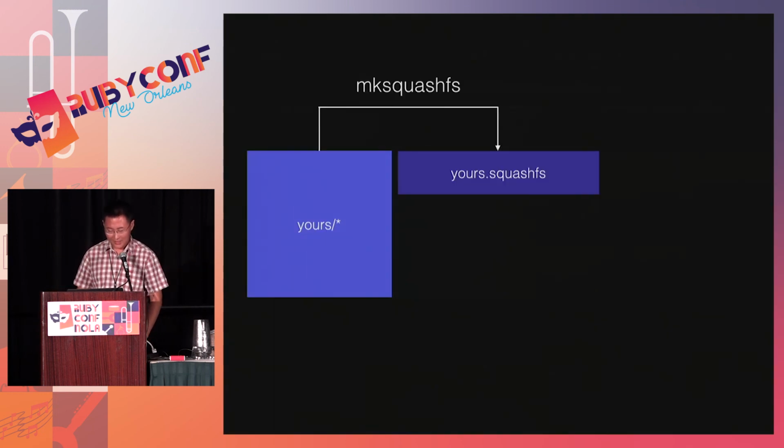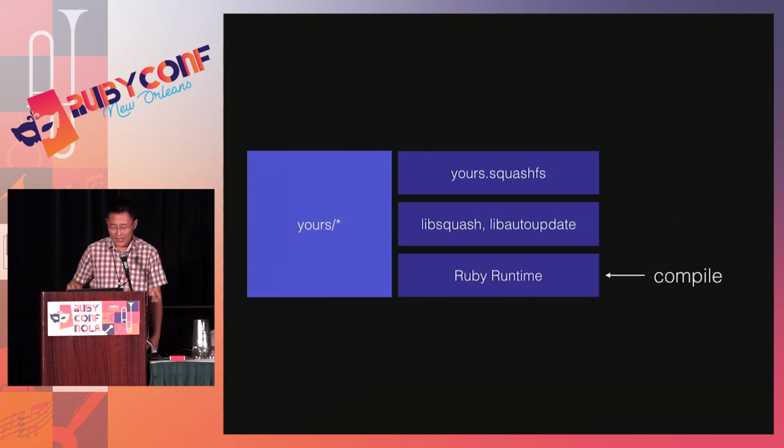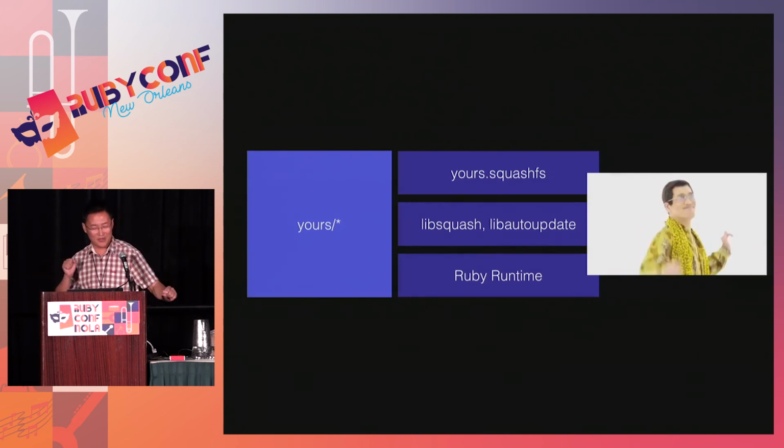So in summary, this is your project, and we use make squashfs to compile that to yours.squashfs. And we compile the two libraries, libsquash as the runtime access to that file, and libautoupdate to give you an auto-update feature. And we compile the Ruby runtime. And then as the last step, we PPAP. So it's sort of like the PPAP process, right?